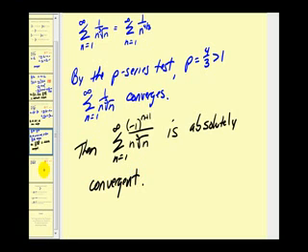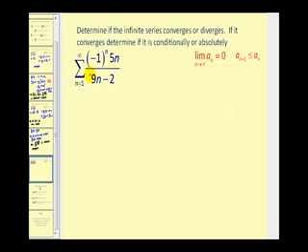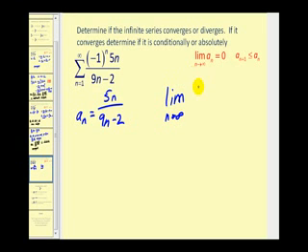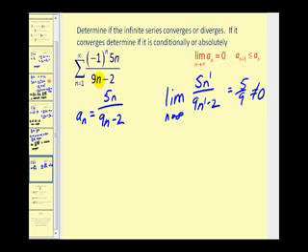I think we have time for one more. Let's start by applying the alternating series test, where a sub n is going to equal 5n divided by 9n minus 2. If we take the limit of a sub n as n approaches infinity, because the degree of the numerator and denominator are the same, this limit is equal to the ratio of the leading coefficients, or 5/9. So this alternating series fails the nth term divergence test and therefore is divergent.